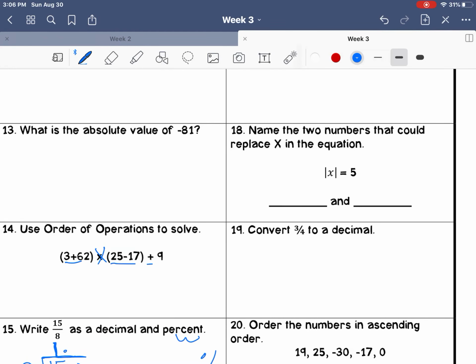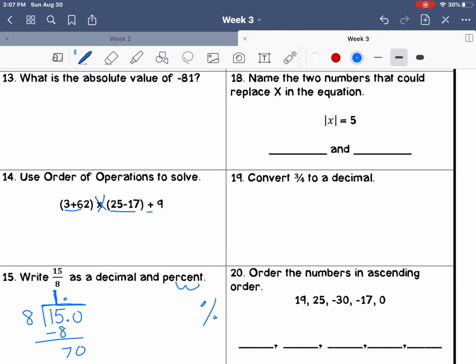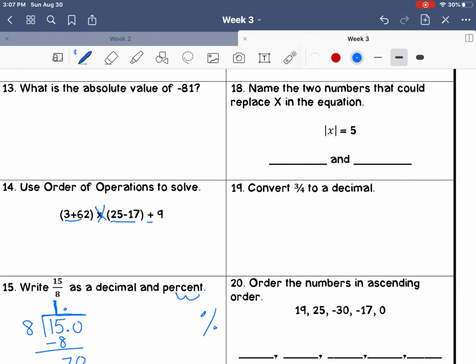Number 18, name the 2 numbers that could replace x in the equation. The equation is read as the absolute value of x equals 5. There's 2 numbers that have an absolute value of 5. You should know those by now. I'll give you a hint. One's negative and one's positive.